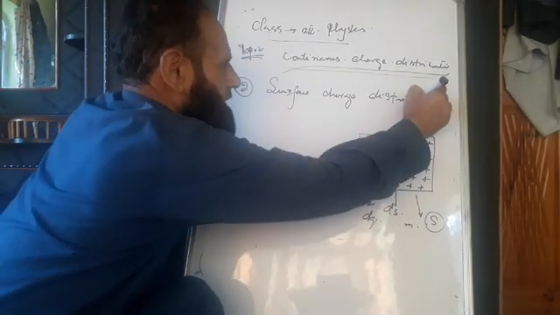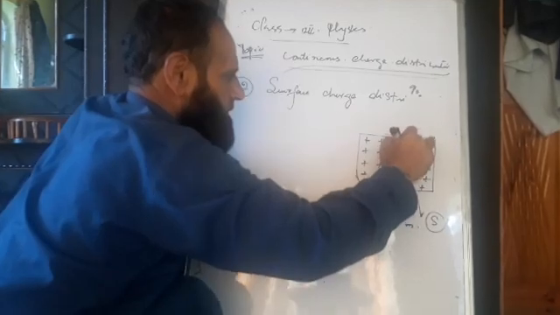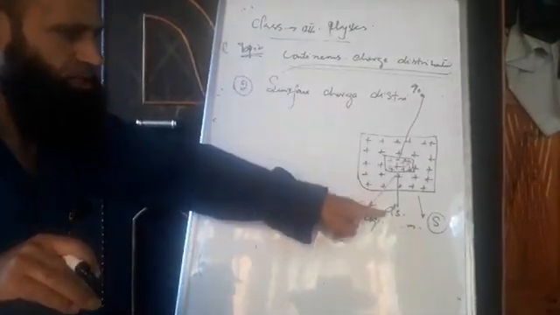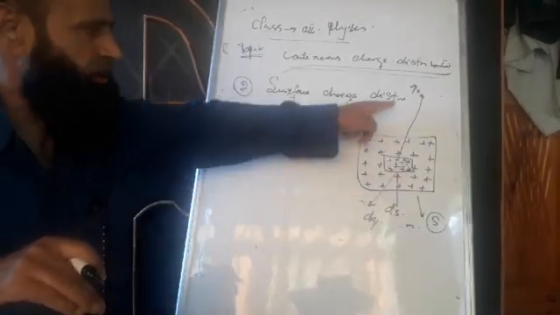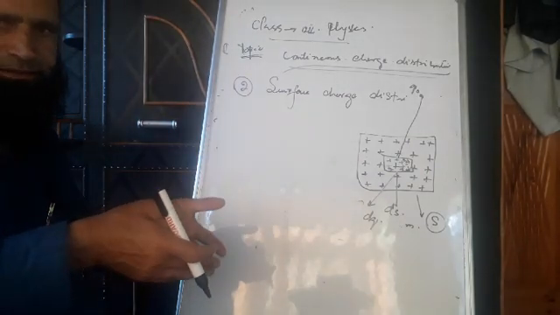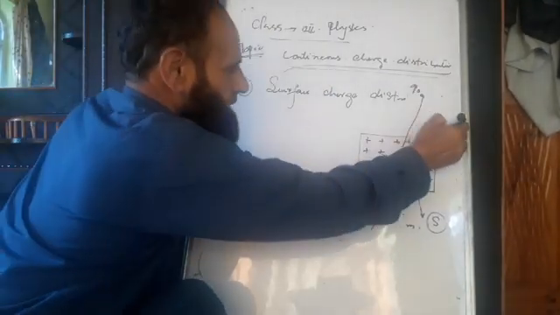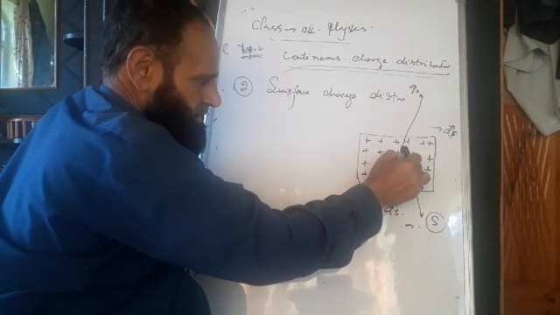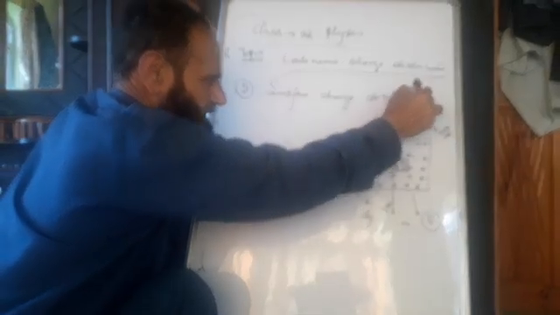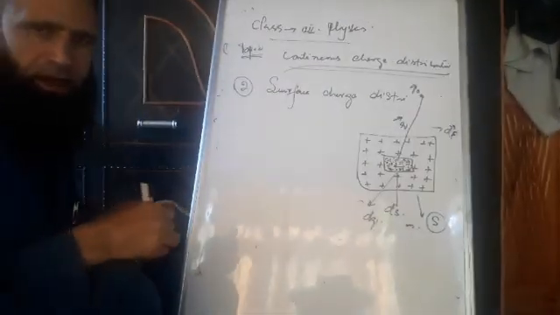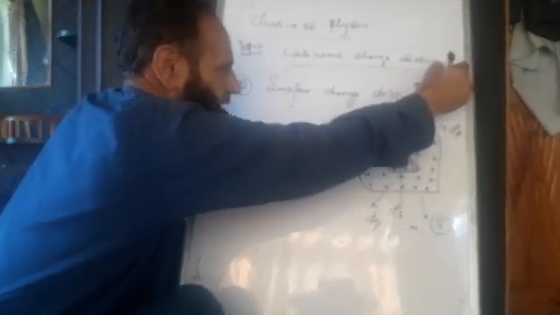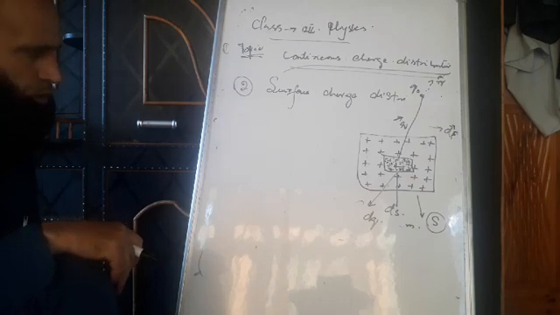Let us take here a test charge Q naught. The effect on this Q naught due to this charge element ds with charge dq would be either an attractive force or a repulsive force. That force we show by df. The distance between these two charges is shown by the position vector r, and we show the unit vector r cap, whose value is 1.